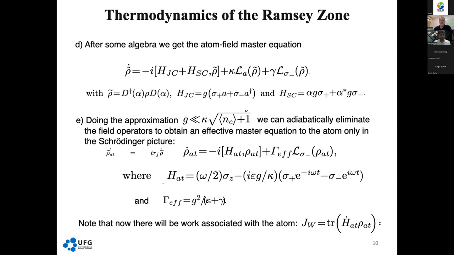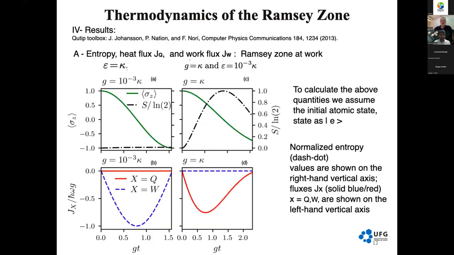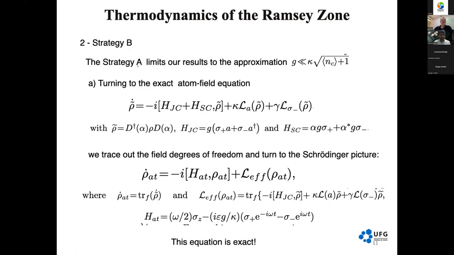What is interesting then is that we now have a time dependence, and we can study the flux of work through the atom or out of the atom through this relation. And of course heat, because this is in the dynamics, this is a variation of rho, this term will be associated with heat as well. So we can now calculate heat and work based on this equation. This equation has one problem: this strategy is limited to the result that this approximation should be taken into account.